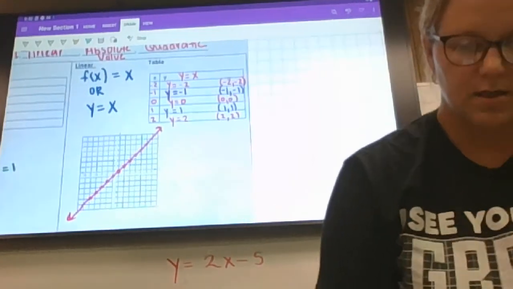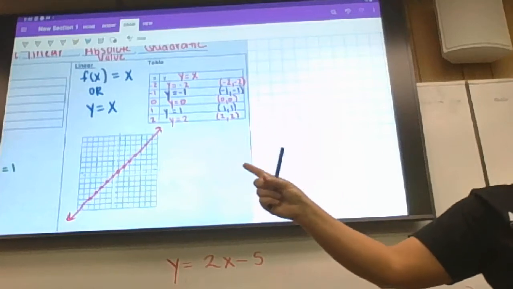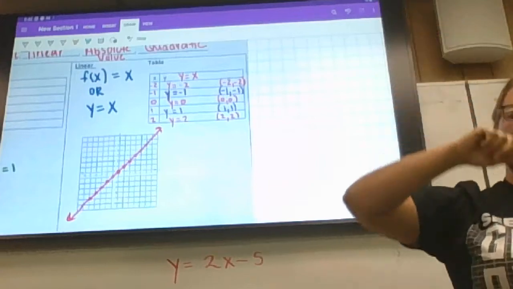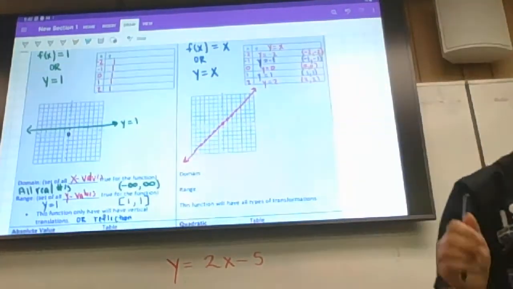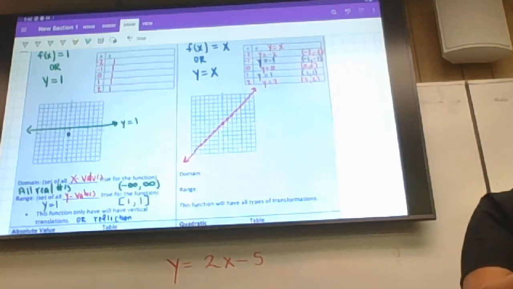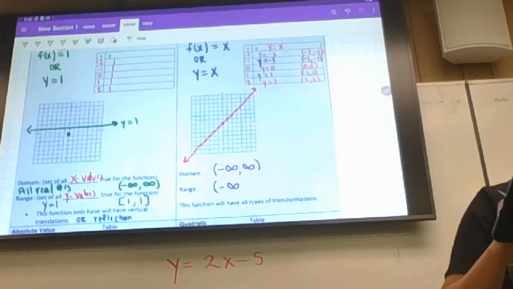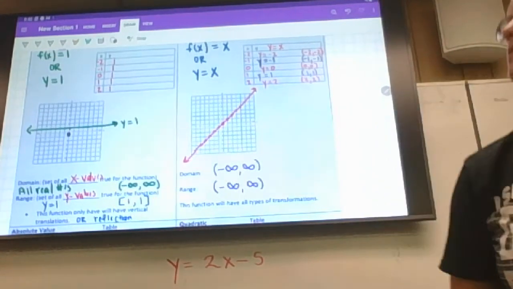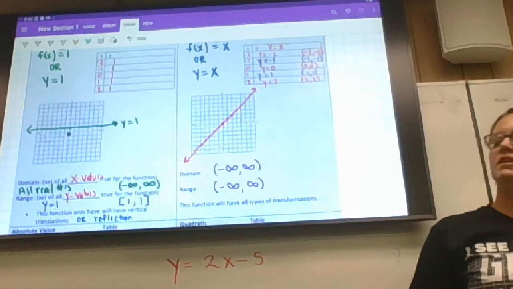So this line, actually the x's go left and right forever. So our domain again is all real numbers, and the y's go up forever. It's going to go down forever. So our domain and range are both all real numbers. And let's just say that with symbols to save you from writing too much. This line goes on forever in every direction.